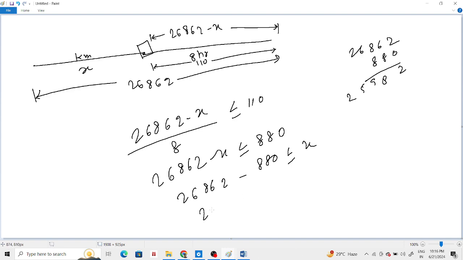So it's coming 25982 less than x, that means x is greater than 25982. Now it is given that this x is actually palindromic, right? This x is palindromic. So what should be the palindromic value just after 25982?